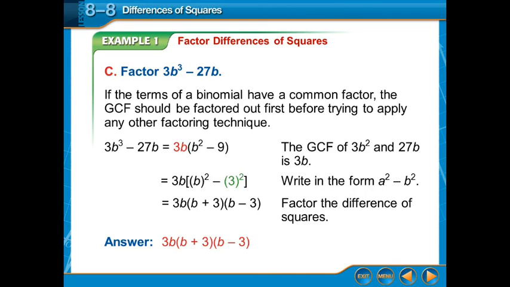Alright, don't forget you want to make sure you leave the 3b in the front because it doesn't just disappear. You have to have that. Remember that you're actually setting this to 0, and if you divided both sides by 3b, then you would be left with b plus 3, b minus 3. But since that's part of the roots, you need that. So don't forget to make sure you leave your 3b sitting in the front as a factor of this binomial.